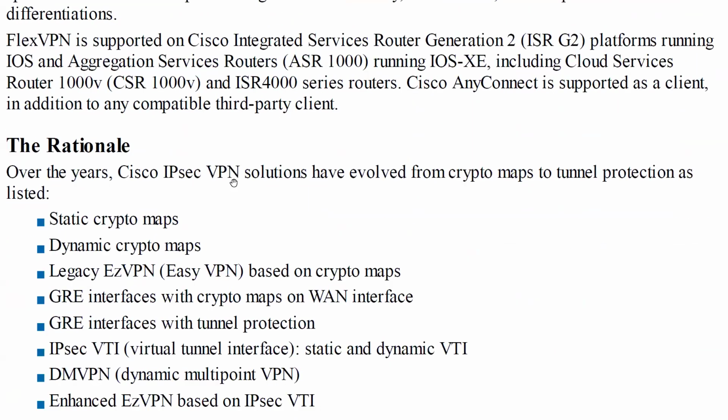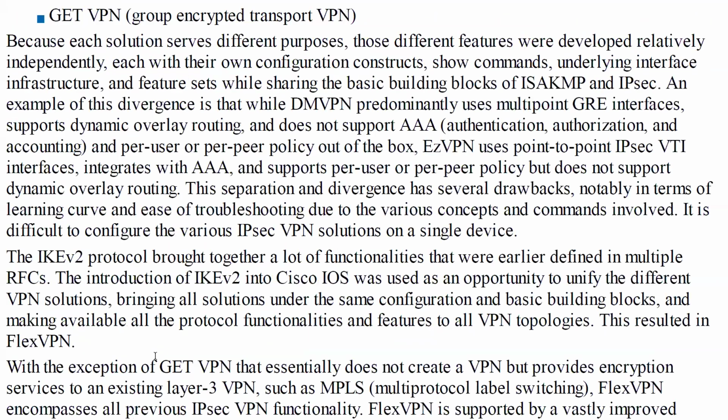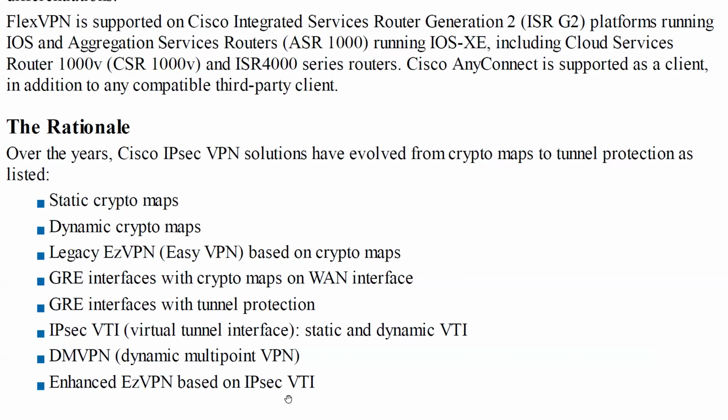Now, we know that over the years, Cisco IPsec VPN solutions have evolved from crypto maps to tunnel protection. Initially static crypto maps were there, then dynamic crypto maps. Then Easy VPN was there, which was based on crypto maps. Then GRE came with crypto maps, GRE interface with tunnel protection came up. Later on, IPsec VTIs came up, virtual tunnel interfaces, static and dynamic. Then after DMVPN concepts came up, and then enhanced Easy VPN with the IPsec VTI. So all these concepts came up.